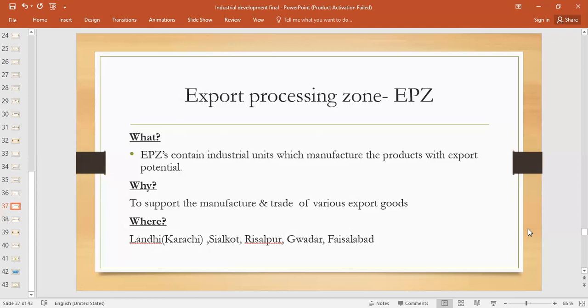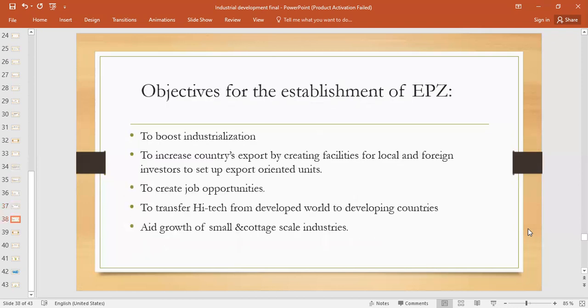And then let's move further. Objectives of the establishment of EPZs. What is the main purpose behind establishing EPZs, right? The objectives of establishing EPZs in Pakistan are to boost industrialization, to bring foreign exchange to Pakistan, and to increase the country's exports by creating facilities for local and foreign investors to set up export-oriented units. Again, to create job opportunities, and to transfer high-tech information from the developed countries to the developing countries, right?